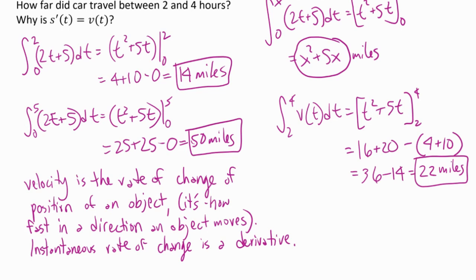Velocity is the rate of change of position. It's how fast in a direction an object moves. So by definition, velocity is the rate of change of position. That is the definition of it. And what do we call instantaneous rate of change? That's what a derivative is. So it's kind of like A equals B, so B equals C. So because velocity is the rate of change of position and rate of change is a derivative, then velocity is the derivative of position.